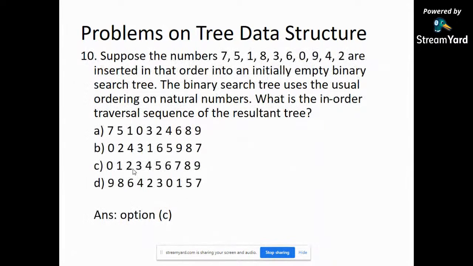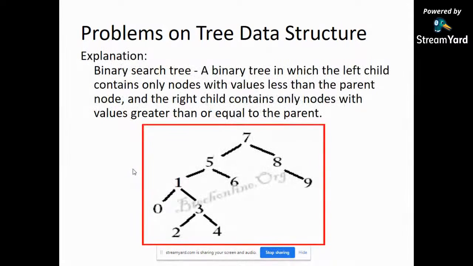So the tree which is given to us, like 7. So after 7 we have to insert 5. So 5 will be on left. After 5 we have to insert 1. So 1 will be on left. Then 8. So 8 will be there after 7, right of 7.